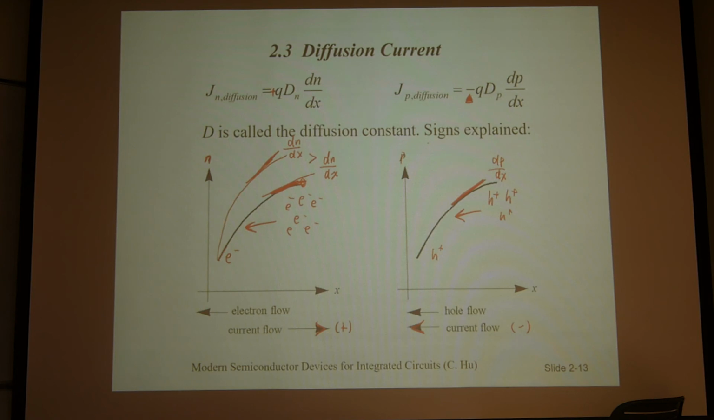So any questions here? So this Dn and Dp is purely the coefficient for this.